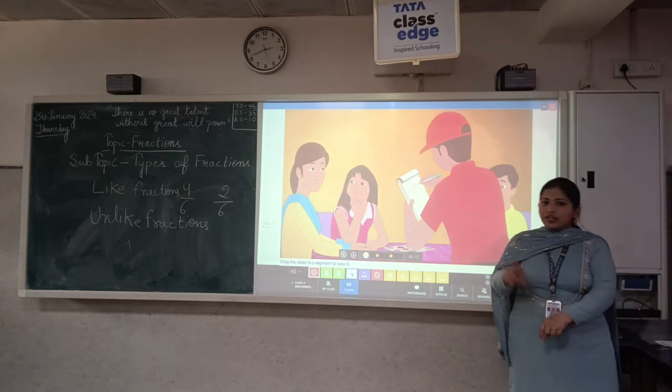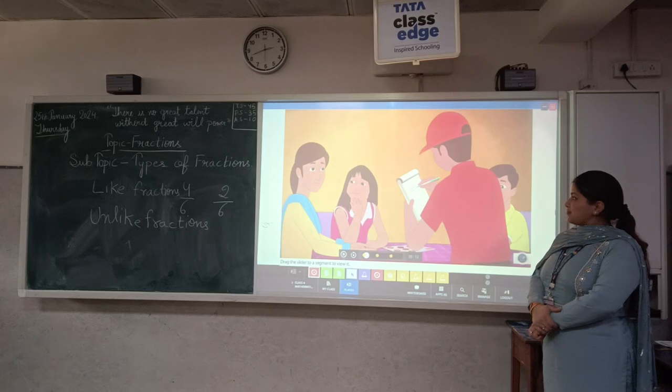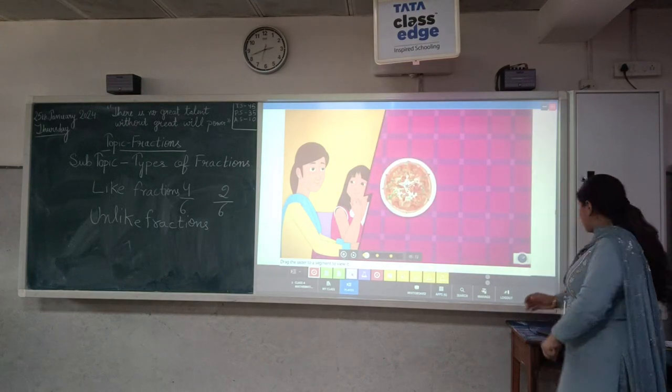After some time, the waiter serves the pizza. A veg pizza divided into 6 equal slices.